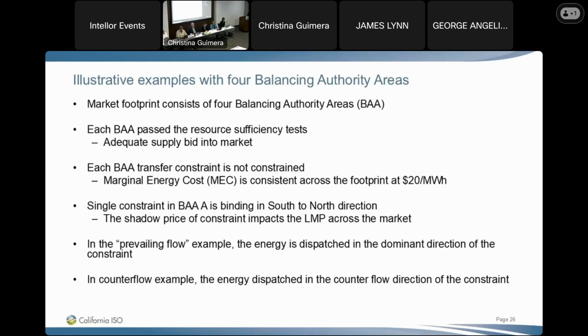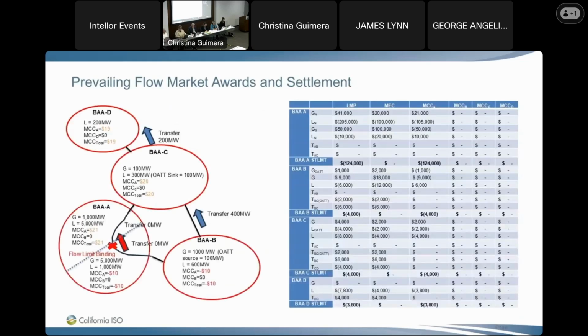Now, if we go to the next slide, here's the setup for the prevailing flow, and we've seen this before. We have the generation being dispatched across the market. In BAA, we have a binding constraint. The generation in BAA is serving the load in BAA, but I have generation in BAB that's being dispatched that will serve load in BAC and BAD.